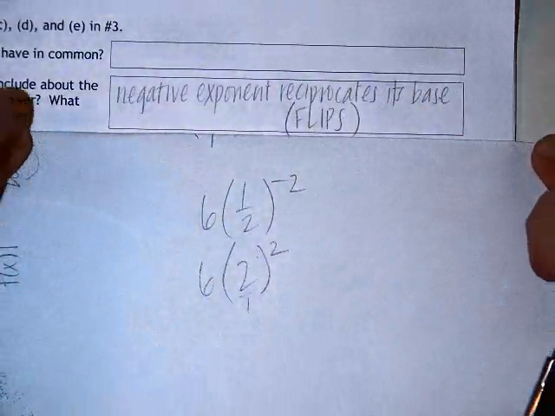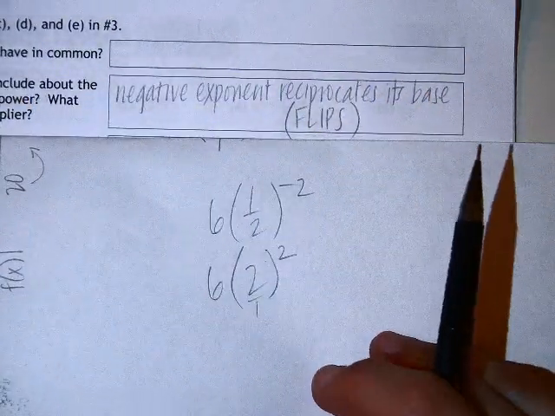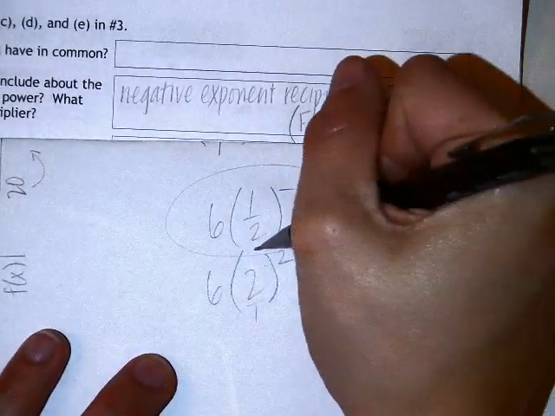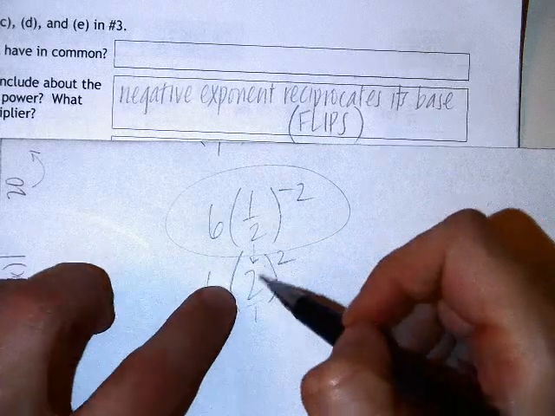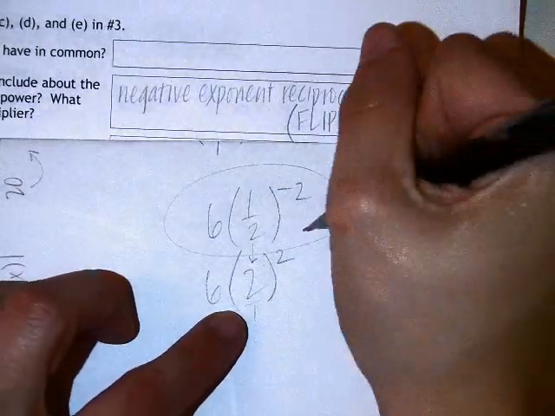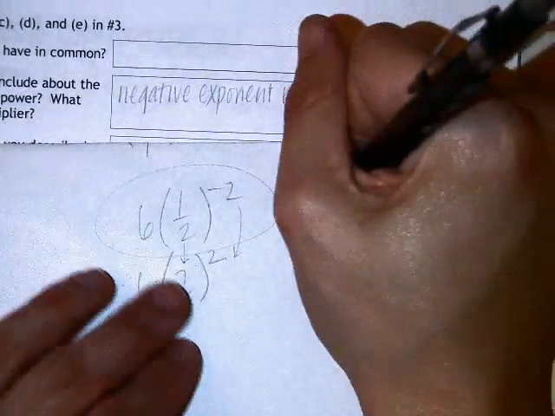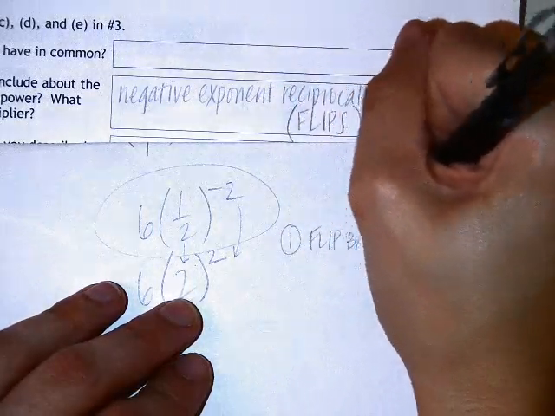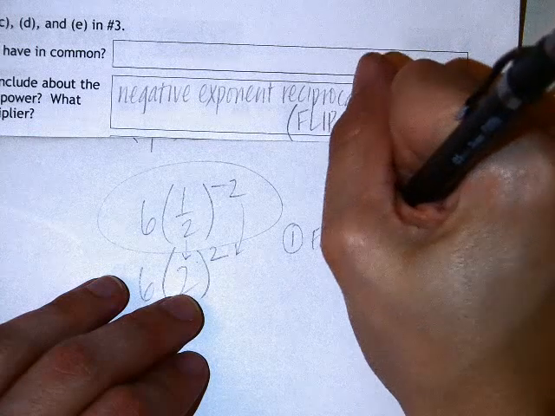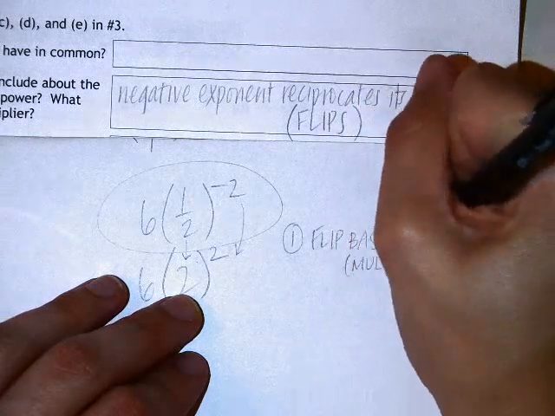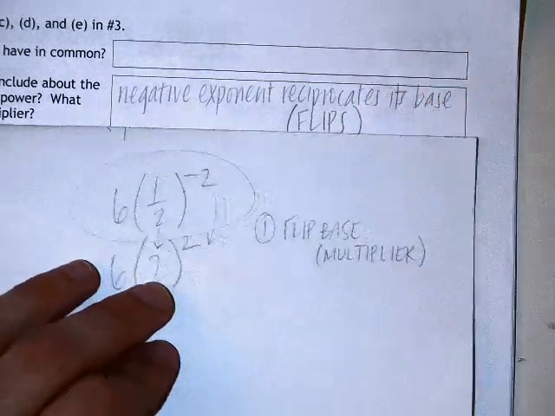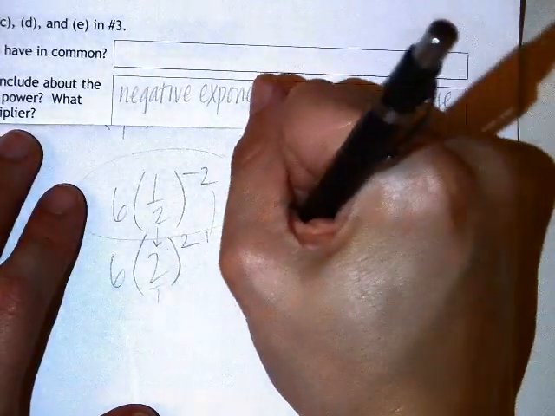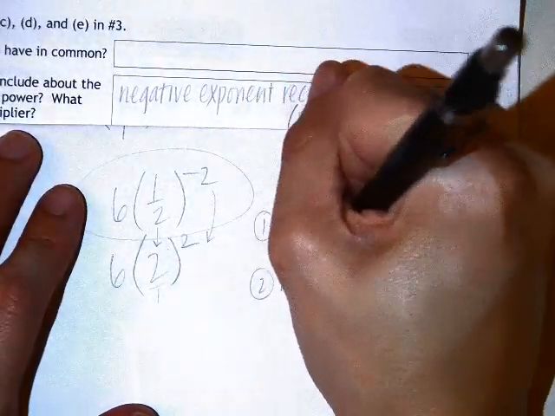A negative exponent reciprocates its base is really just a fancy way of saying, hey, you have something with a negative exponent, just flip the base over, 1/2 becomes 2 over 1, and make the exponent positive. It's kind of a 2-step thing. First step, flip the base. And the base is what I've been calling the multiplier. So if that verbiage is confusing, apologies there. So essentially flip the base or flip the multiplier and make the power positive.